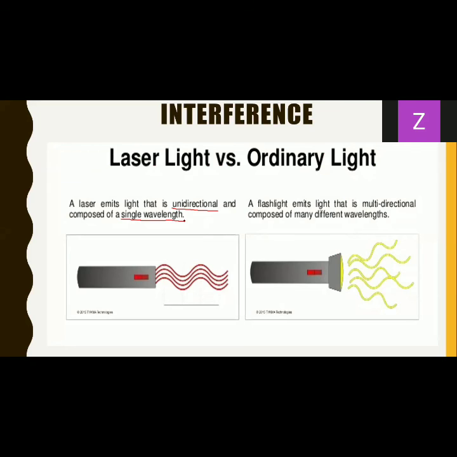If you take a red laser, only red will come out of it. A green laser, then you'll have only green color, which is of a single wavelength. But in case of a flashlight, it's a white light.